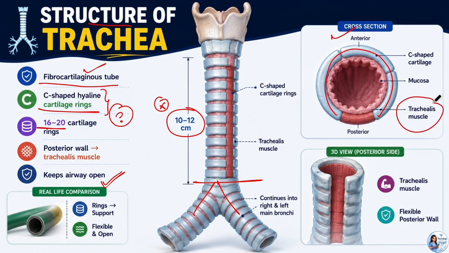The trachealis muscle can also slightly adjust the diameter of the trachea during coughing and breathing. A simple way to remember this is to think of a reinforced flexible pipe. So the structure of the trachea is designed perfectly to achieve two goals. The first one is to keep the airway open for breathing, and the second one is allowing flexibility for swallowing. And that's what makes the trachea such an efficient airway passage.